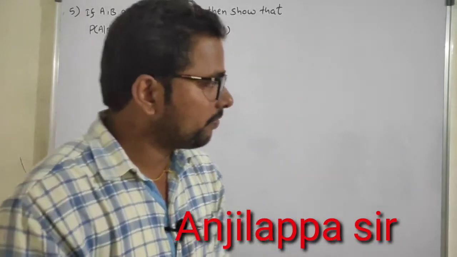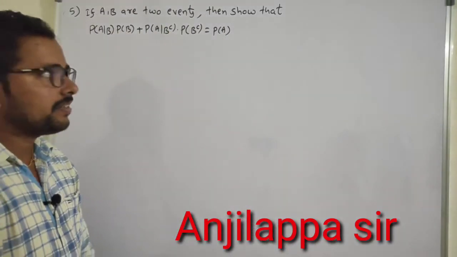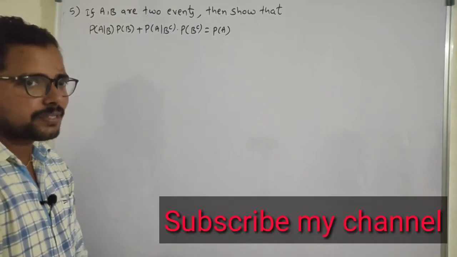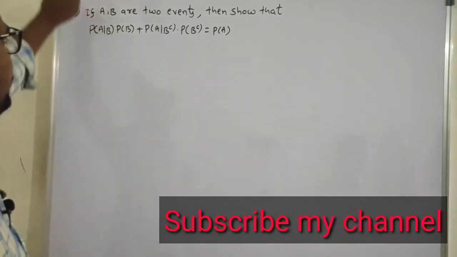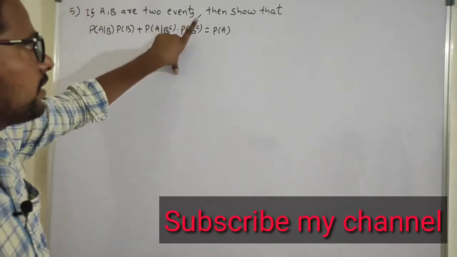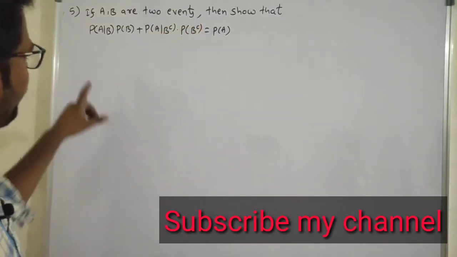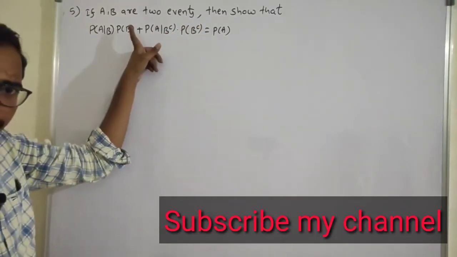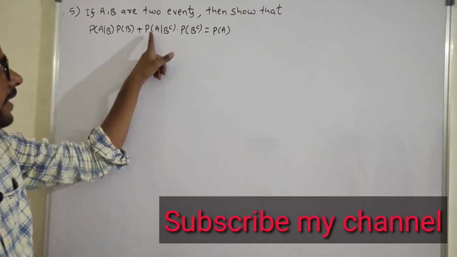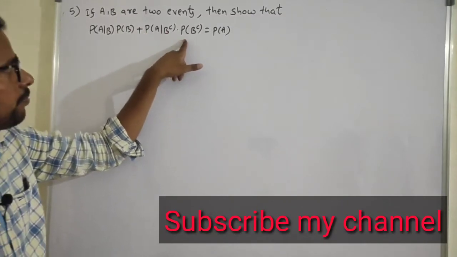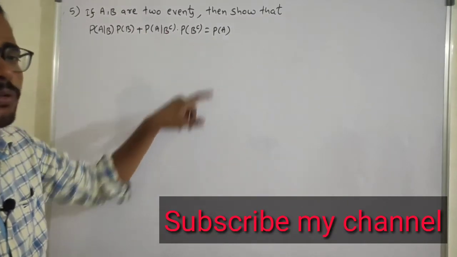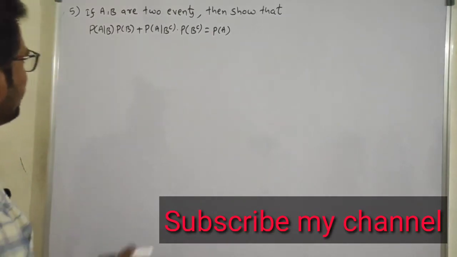Now in this class, we will do exercise 9C first bit, remaining sums. Now fifth question: if A, B are two events, then show that P of A divides B into P of B plus P of A divides B complement into P of B complement is equal to P of A. Now take LHS.